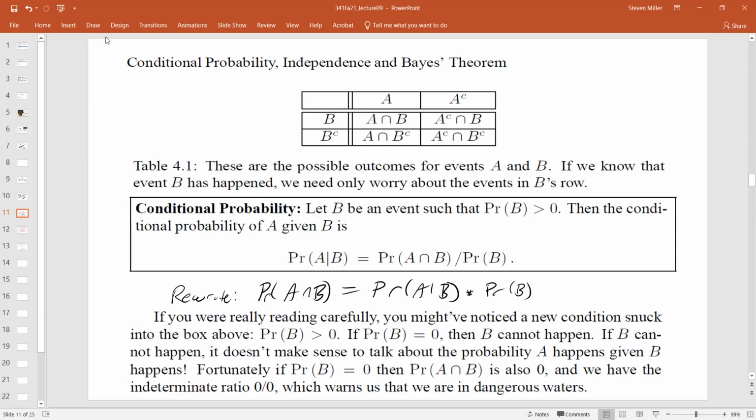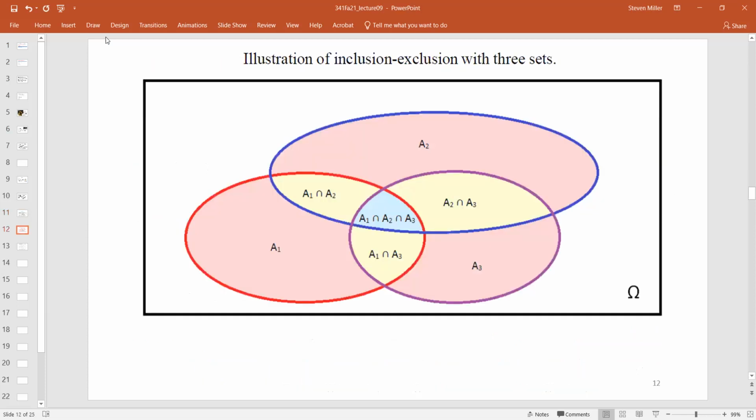So if we can calculate the probability that A and B both happen, and we can calculate the probability B happens, then we can calculate the probability of A given B. We can calculate the conditional probability. If I know the conditional probability and I know the probability B happens, then I can actually get the probability that A and B happens. So depending on what you're given, one formulation is sometimes more useful than the other. If you know 2 out of 3, you can use it to figure out the third. It's like, you know, when you have 2 angles of a triangle, we know what the third angle is going to be. One of the places where this is used is inclusion exclusion.